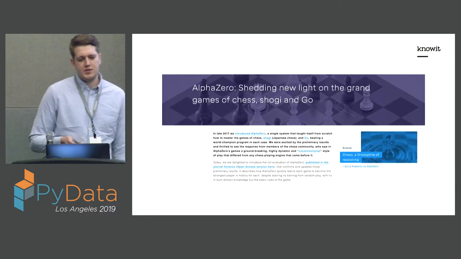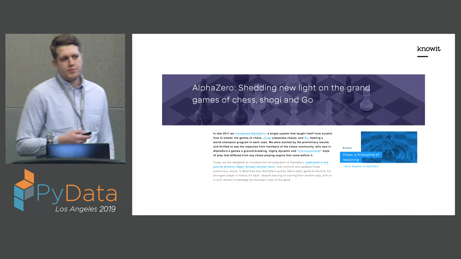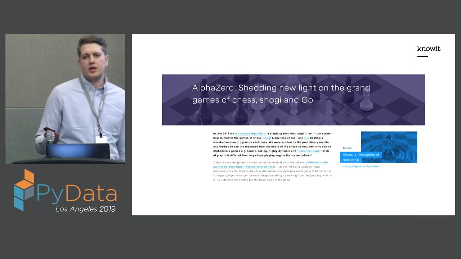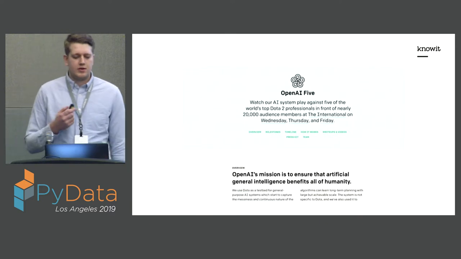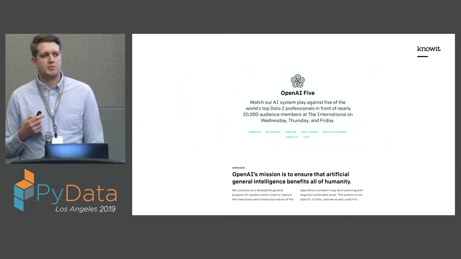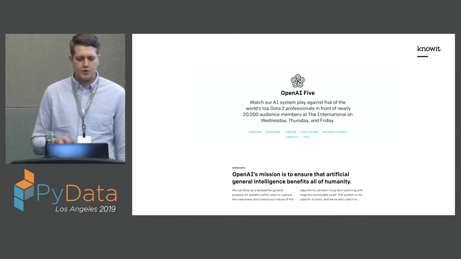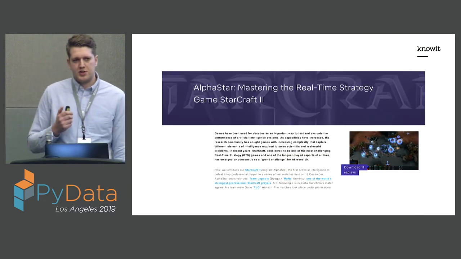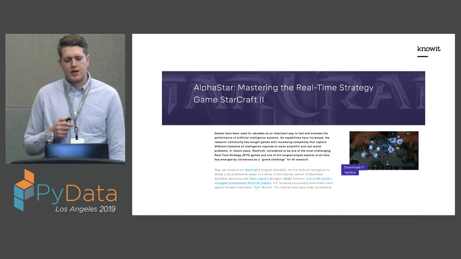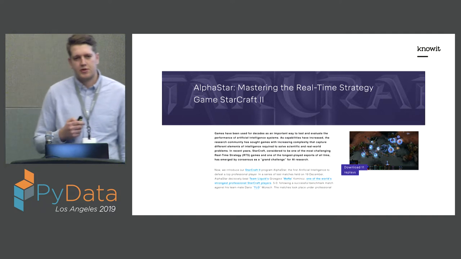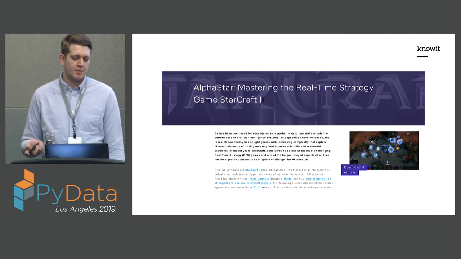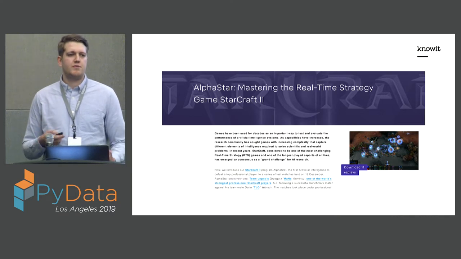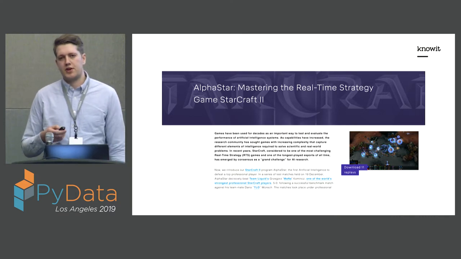Then they made AlphaZero, which beats the world's best players in chess, shogi, and Go. Then OpenAI Five made a reinforcement learning system that beat the world's best players in Dota 2. And then Google DeepMind again made AlphaStar, which beat the world's best players in StarCraft 2. But reinforcement learning is not only used in games. The games are merely a stepping stone before entering the real world.